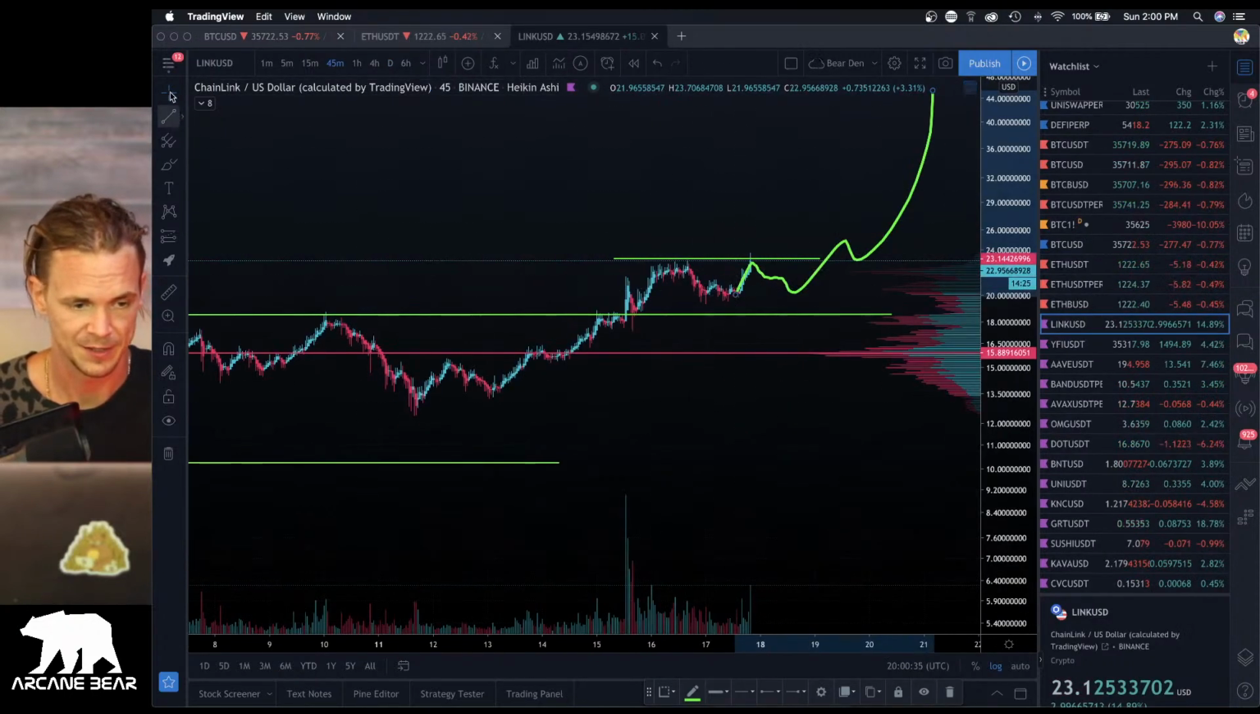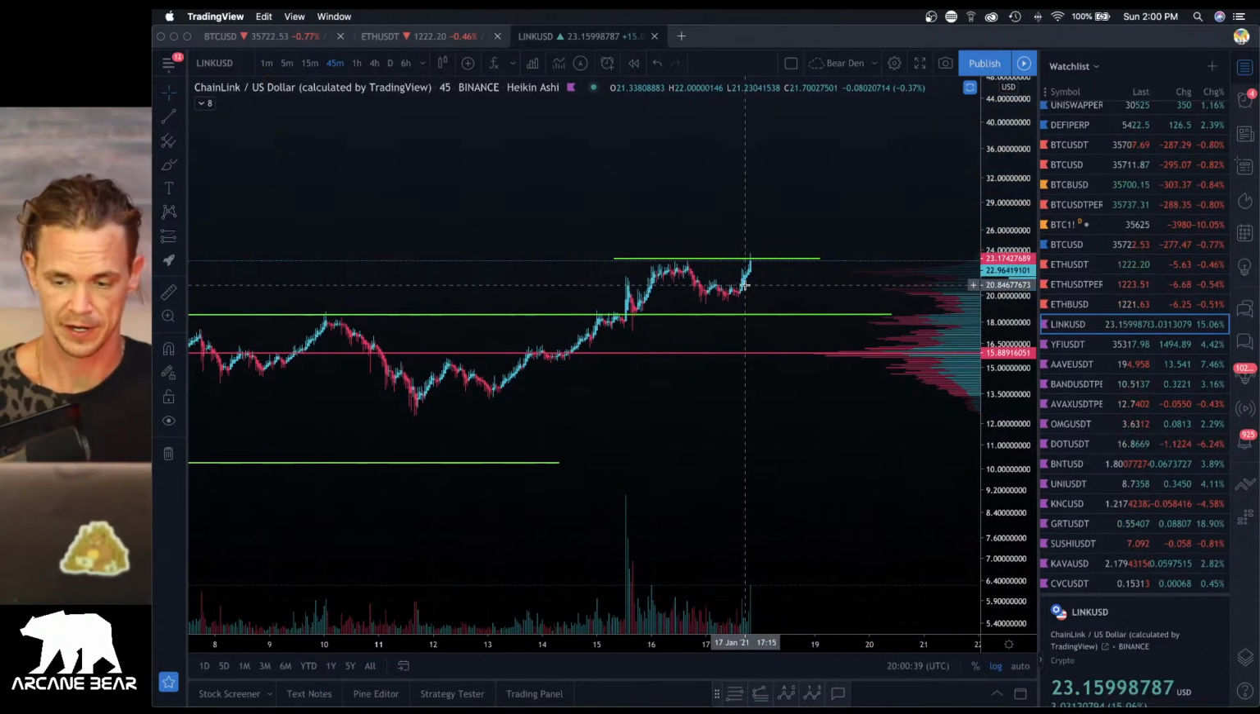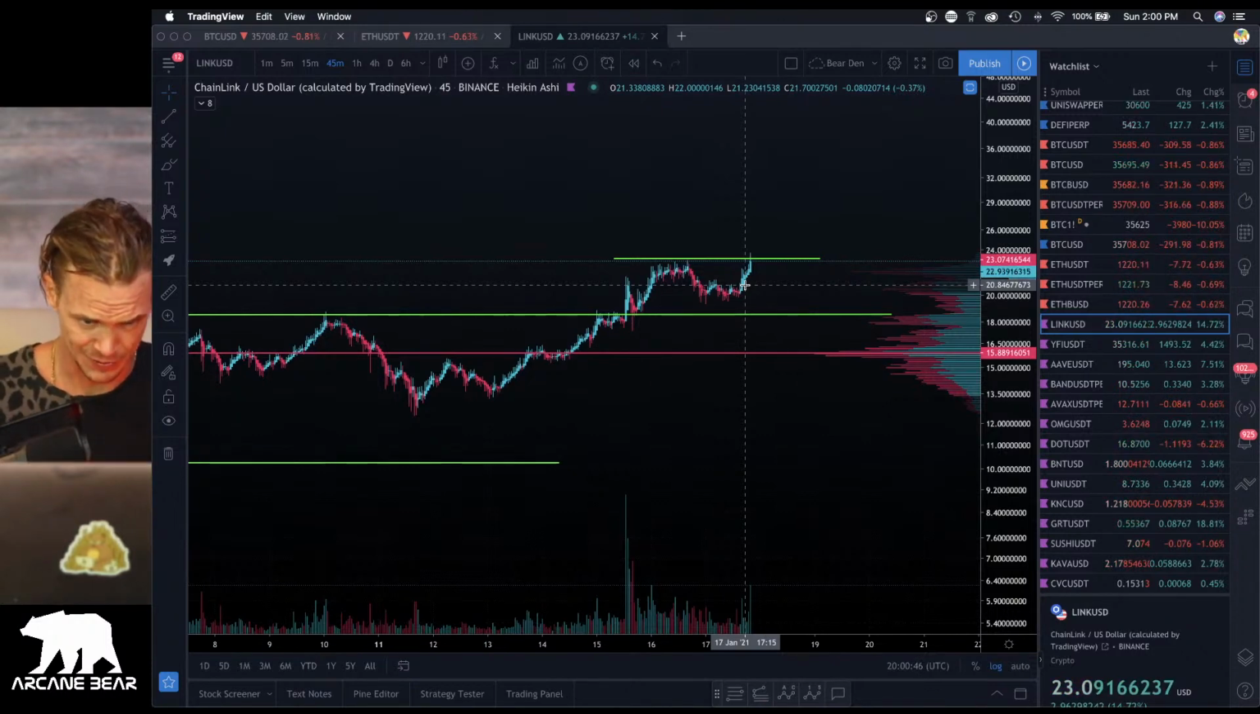Again, I suspect what we're about to witness here in Chainlink is going to be another kind of beautiful horizontal trading range before we see a massive breakout. I'm going to keep today's episode somewhat short, so hopefully that was helpful.